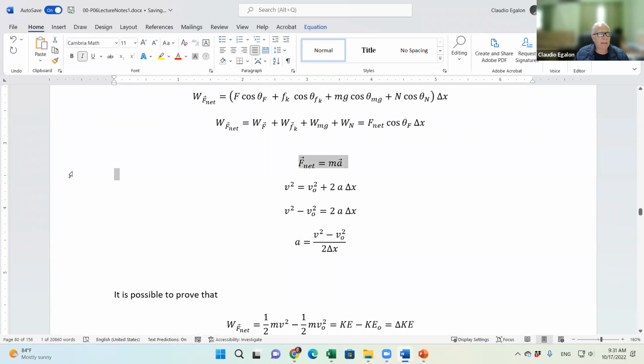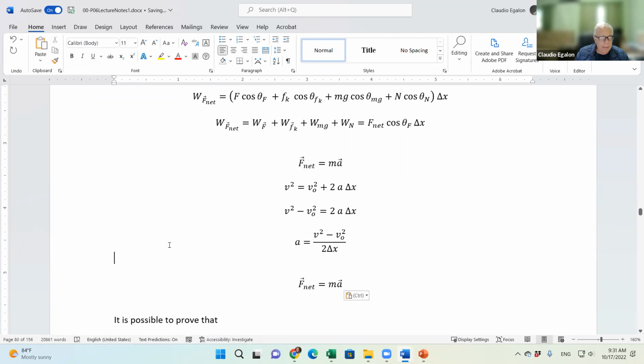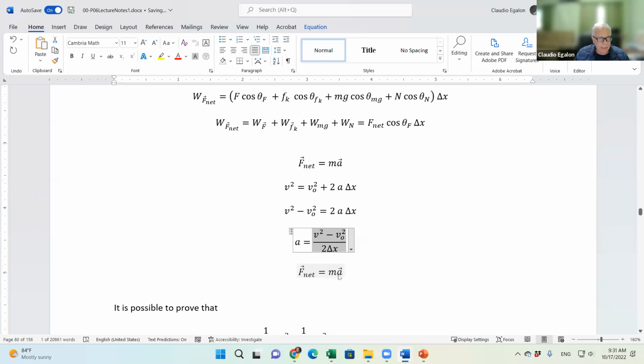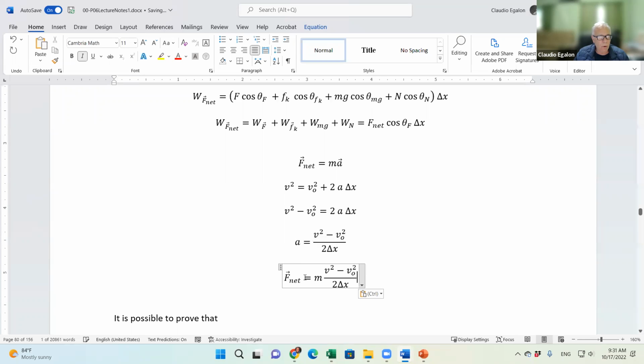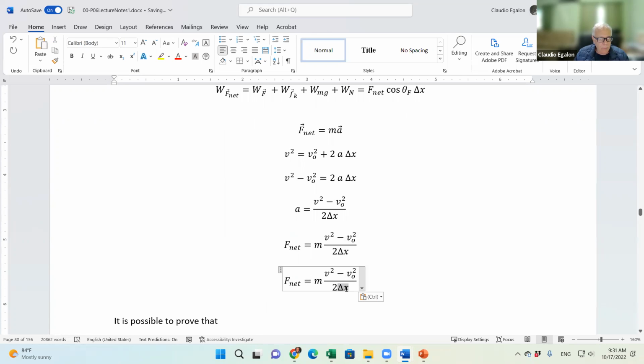And I'm going to write that in scalar format. That's something neat that's hidden in this definition of work. Now I'm going to write that down just in terms of a scalar quantity. So recall that if we multiply this value here by delta x, we end up canceling out the delta x on the other side.